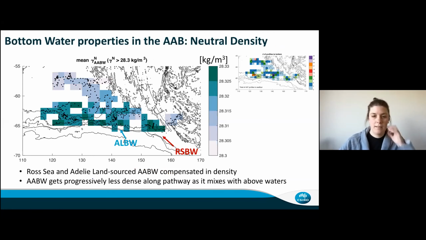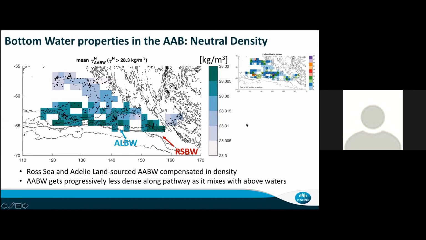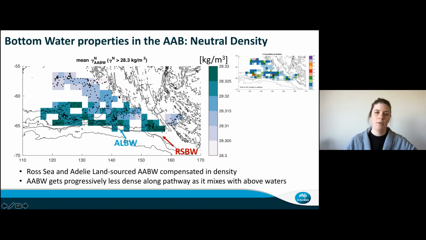But what you see along those southern boxes is that those two source waters are actually compensated in density. So they have pretty similar densities there, and you get progressively less dense waters as you go around this path, with the really light waters, again, north of about 62 south.